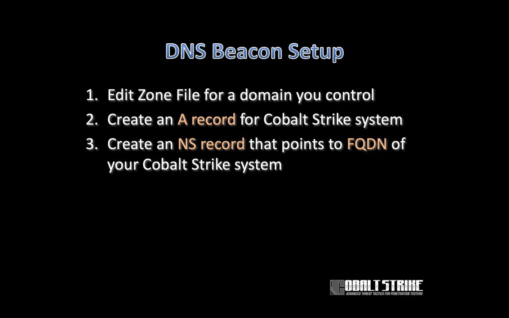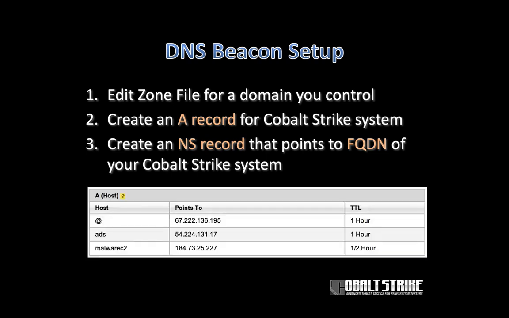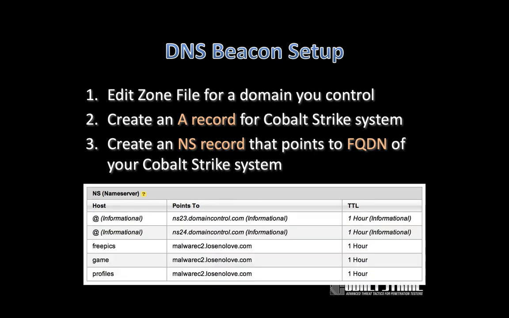Next, create an A record for your Cobalt Strike system. An A record is just a way of saying, hey, this host resolves to this IPv4 address. So for example, create an A record to point malwarec2.losenolove.com to say 184.73.25.227. That's what this is showing right here. So once you've got an A record, you now have a way of, by name, referencing your Cobalt Strike team server system.